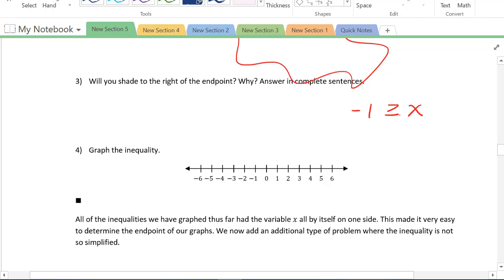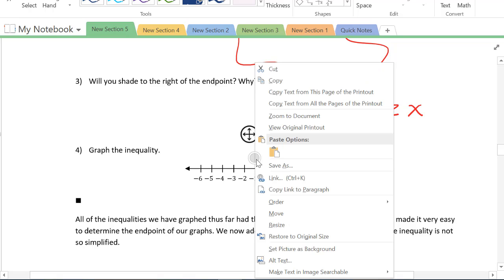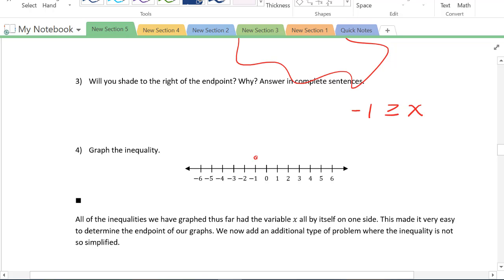Now, this one has a line underneath. Since it has a line underneath, it is inclusive. So we're going to use a closed circle at -1. So at -1, we have a closed circle.